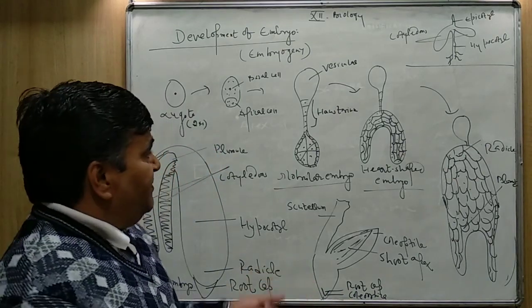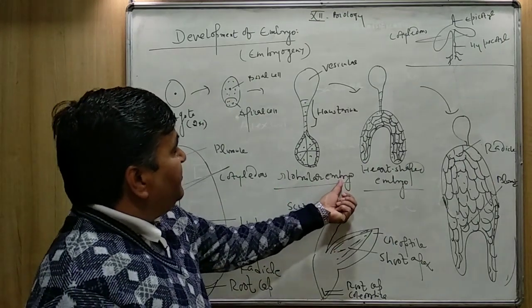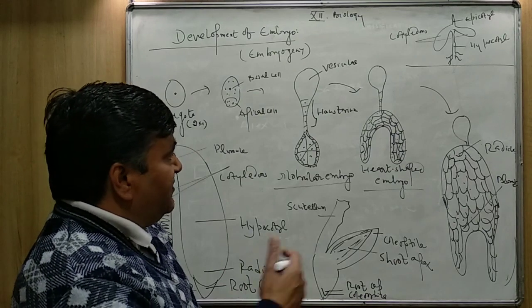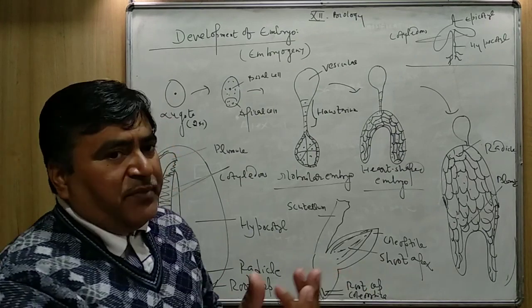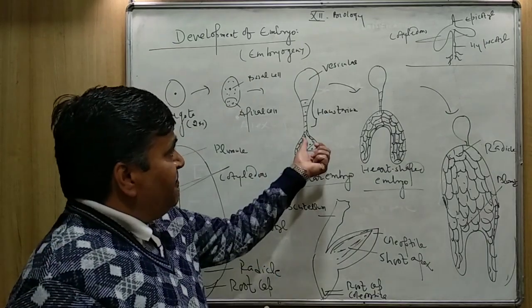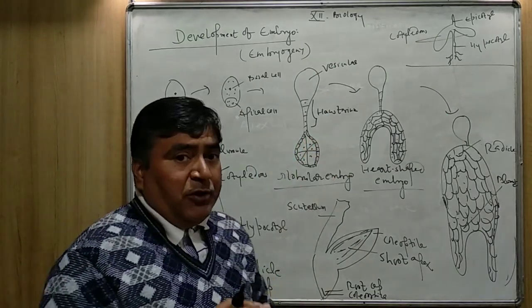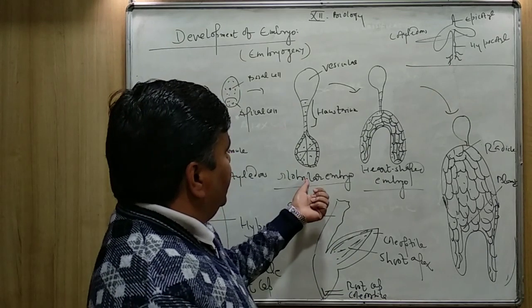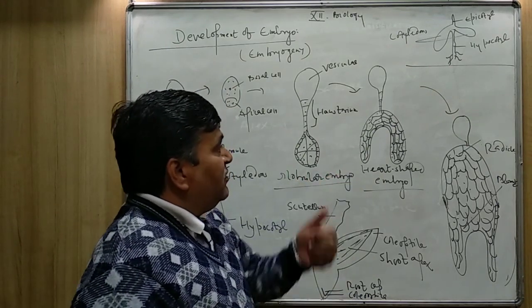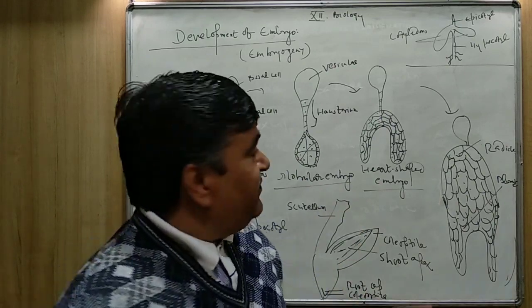spherical in shape. This is called globular embryo because the cells, apical as well as basal, divide repeatedly. Then the embryo becomes globular, spherical in shape. This is also called pro-embryo. The pro-embryo, or you can say the globular embryo, further divides.